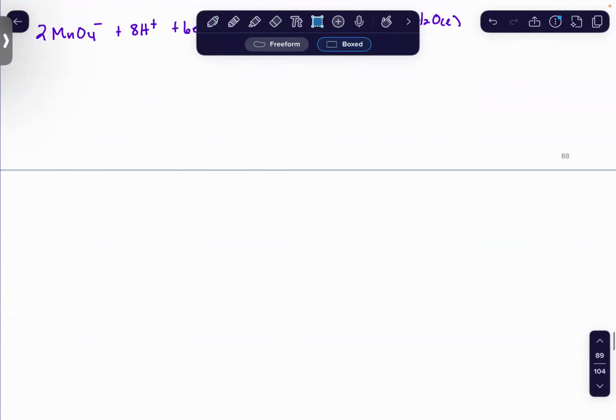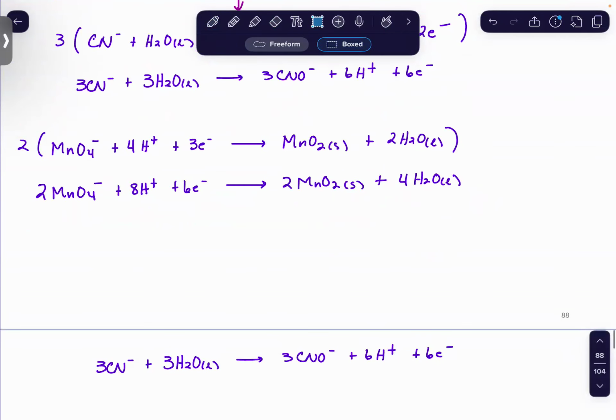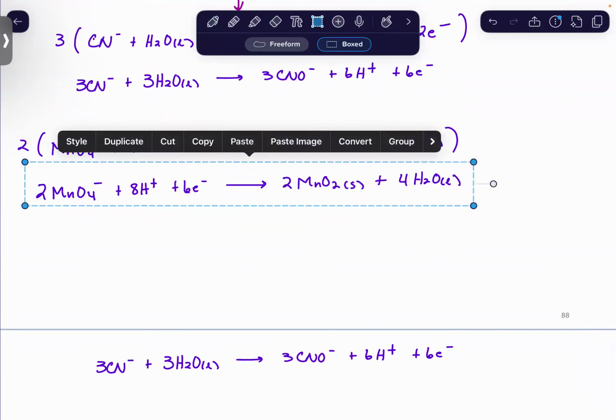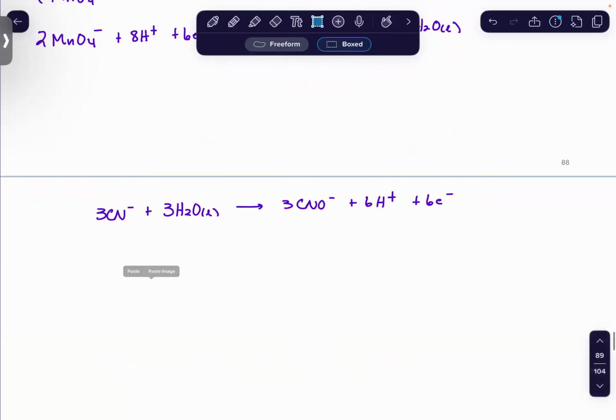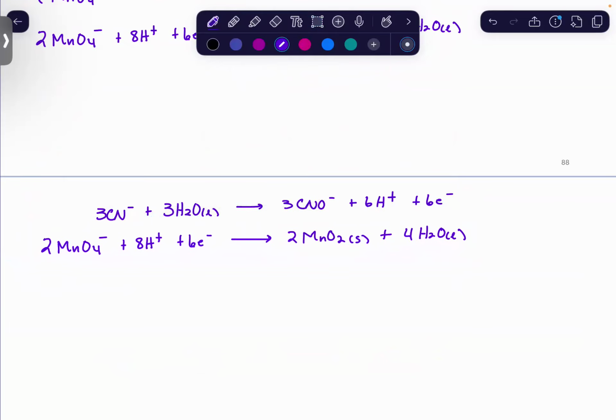Okay, so put that one there. Grab this one. Okay, now we're going to add. Well, the first thing we're going to see is 6 electrons are going to cancel. Now, we are not going to cancel anything else until we get through the hydroxide step. Okay?